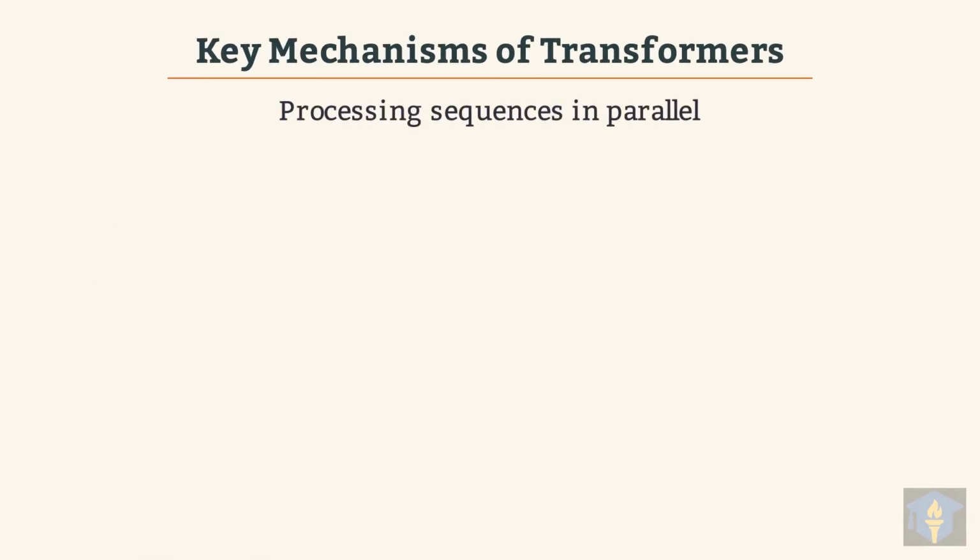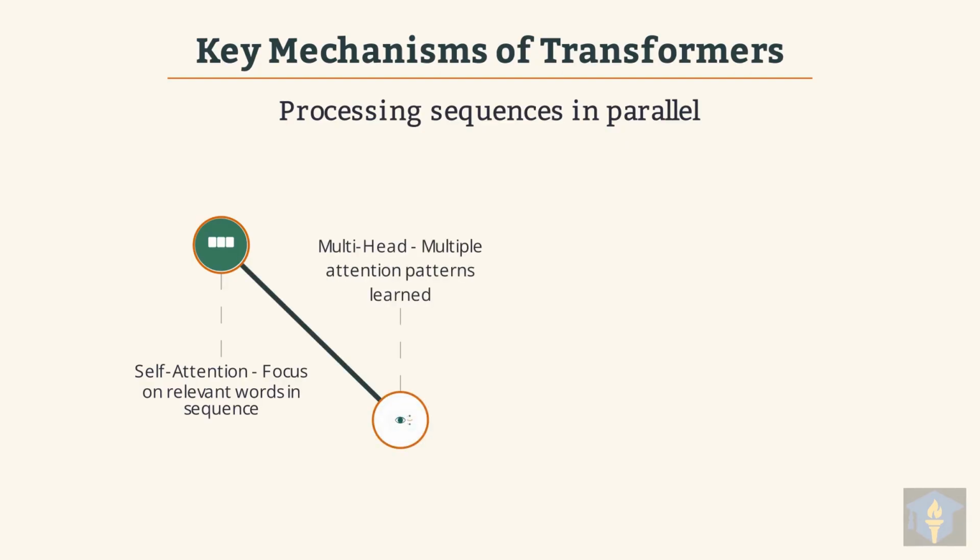BERT uses bidirectional attention, considering left and right context, pre-trained and fine-tuned for diverse NLP tasks. Self-attention allows the model to focus on the most relevant words in a sequence when processing each word. Multi-head attention means the model learns multiple attention patterns, capturing different aspects of relationships between words.